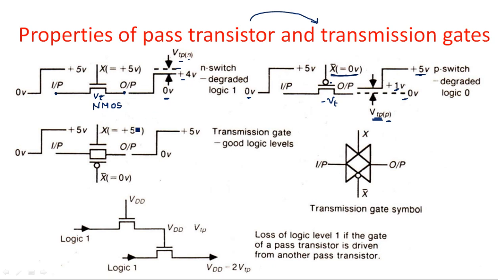Okay, that is the reason why we are going to the transmission gates. The main purpose of moving to the transmission gate is for getting good logic levels. Good logic levels means logic 0 must be 0 volts and logic 1 must be plus 5 volts without any degradation. This can be possible in the case of the transmission gate.